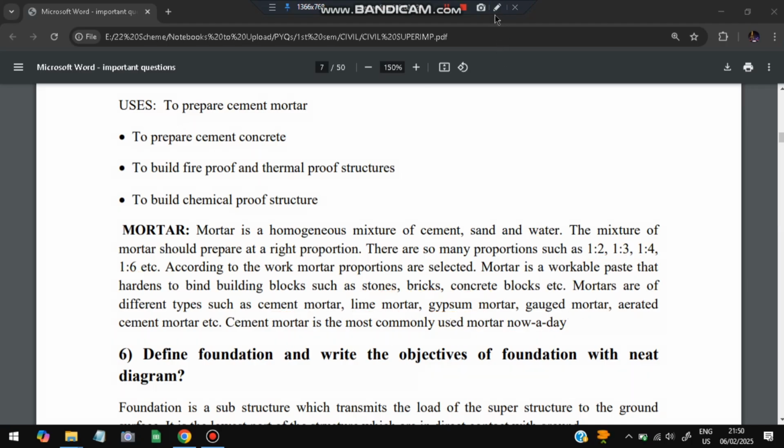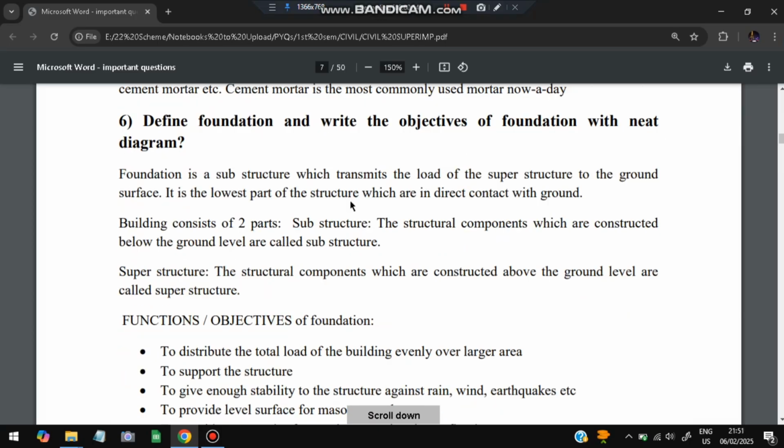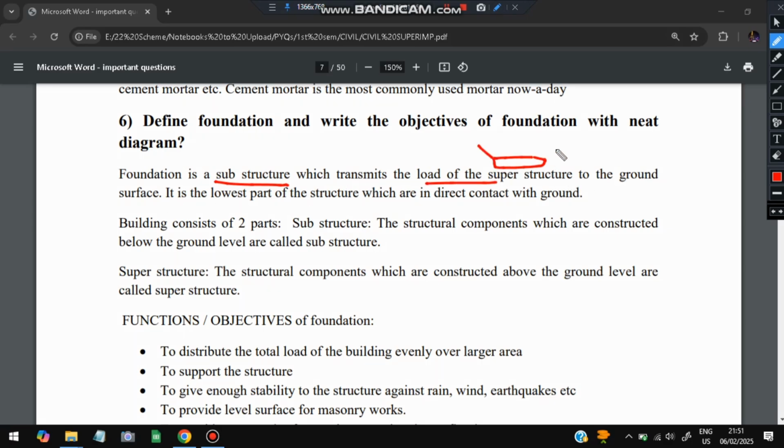Okay. Next, the next important question is: define foundation and write objectives of foundation with a neat diagram. Okay, what is a foundation? It is a substructure which transmits the loads of the superstructure to the ground surface. Okay, so before any building is made, the foundation is made. After the foundation only, a building is made on top of that, right? So the foundation is important, right? The foundation supports the whole building.